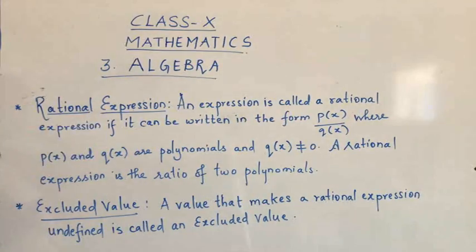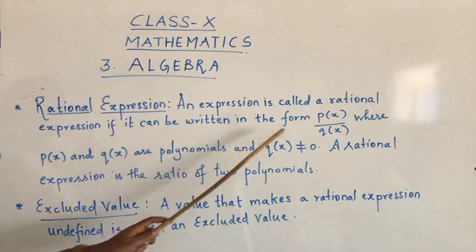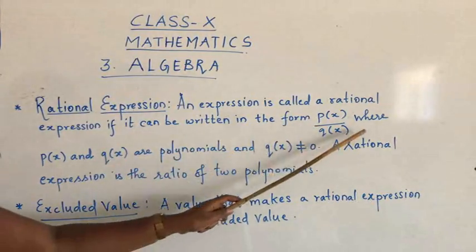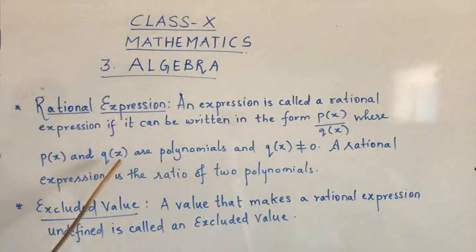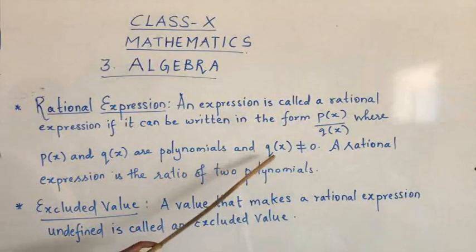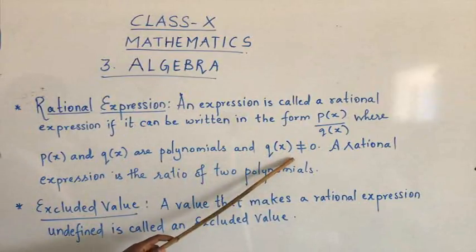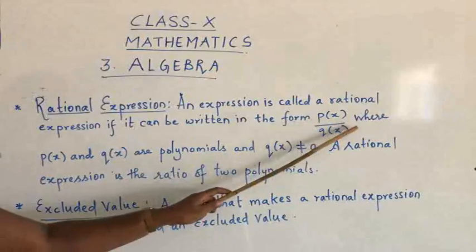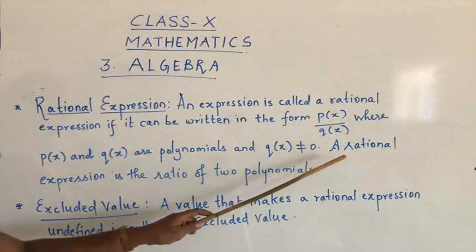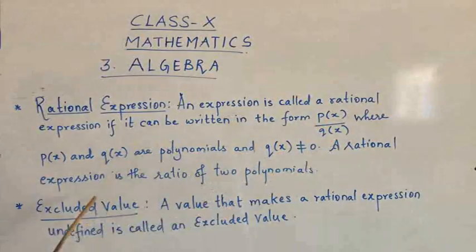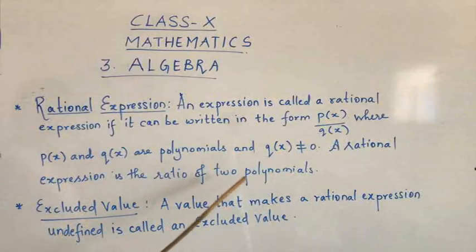Rational expression. An expression is called a rational expression if it can be written in the form p(x) upon q(x), where p(x) and q(x) are polynomials and q(x) is not equal to 0. q(x) not equal to 0 means the denominator part should not be equal to 0. In simple, a rational expression is the ratio of two polynomials. Already we have studied about polynomials in class 9.